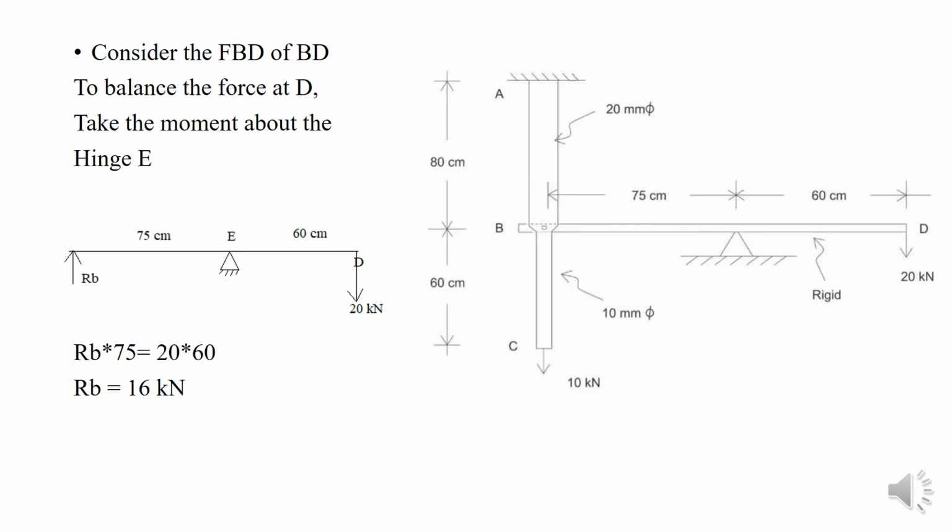Now consider the free body diagram of BD. To balance the force at D, take the moment about the hinge E. Here you can see the free body diagram of BD, and I marked it as RB since, as we all know, it is a case of equilibrium. Since the load is acting towards the bottom at the right end, the RB should be upwards. So RB into 75 equal to 20 into 60, that is the equation of equilibrium by considering the moment at E. So RB equal to 16 kilonewton is obtained.